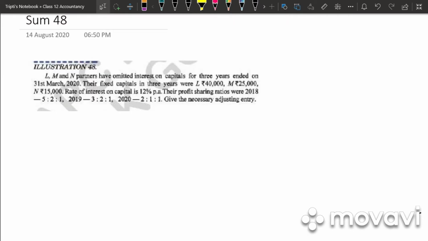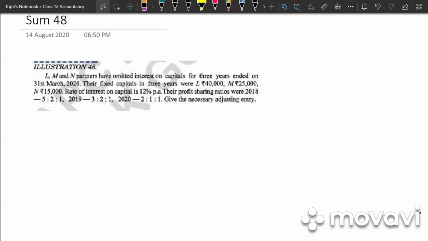Let's take illustration 48. L, M, N partners have omitted interest on capital for 3 years ended on 31st March 2020. Their fixed capital in 3 years were 40,000, 25,000, 15,000. Rate of interest is 12%. Their profit sharing ratio were in 2018 5:2:1, 2019 3:2:1 and 2020 2:1:1. Give the necessary adjusting entry.